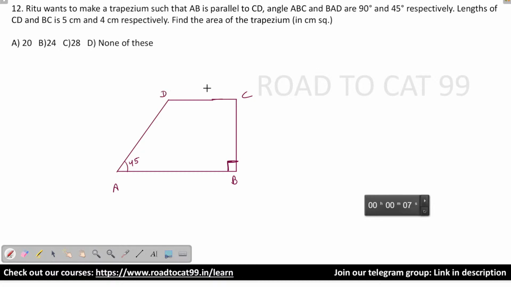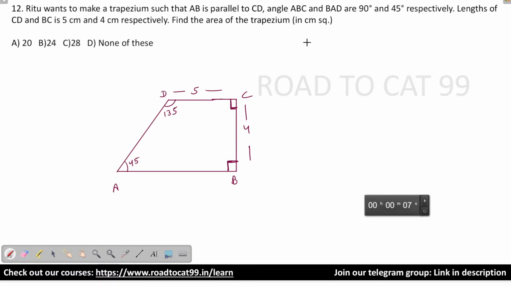BAD. Right. अब देखो ये पैरेलल लाइंस हैं तो इनका सम 180 होगा. If this angle is 90, this will be 90. ये 45 है तो ये मेरा कितना हो जाएगा? 135. फिर क्या बोला? Length of CD is 5. CD की लेंथ मेरी 5 है और BC की लेंथ 4 है. This is 4. Find the area of the trapezium.